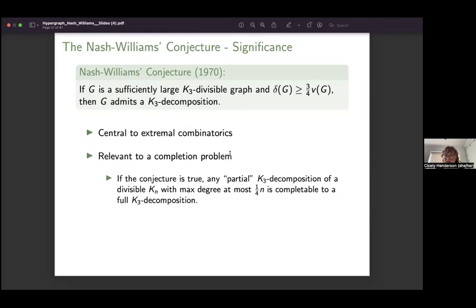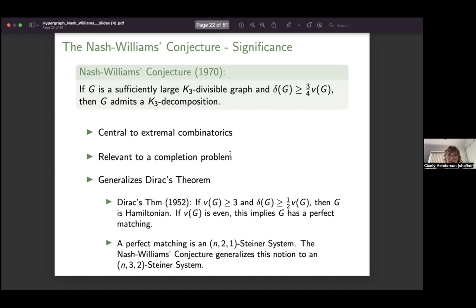The Nash-Williams conjecture is also relevant to a classical design theory completion problem. If it's true, then any partial K3 decomposition of a divisible Kn with maximum degree at most 1/4 n is completable to a full decomposition or a full design. So that's powerful in and of itself. And finally, the Nash-Williams conjecture also generalizes Dirac's theorem, which is also another really heavy-hitting result in combinatorics.